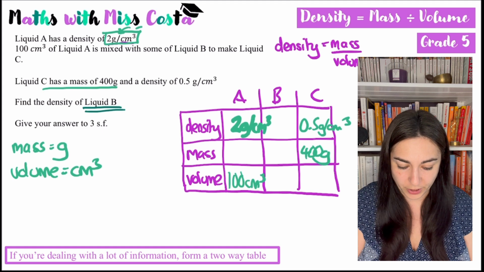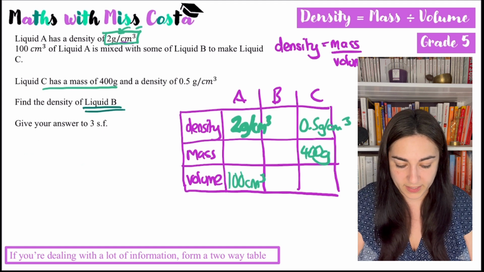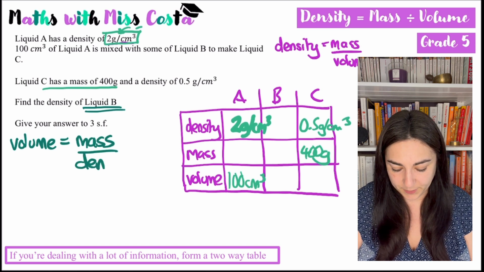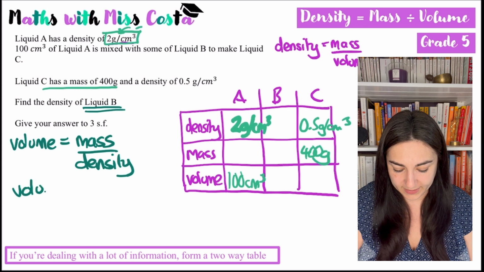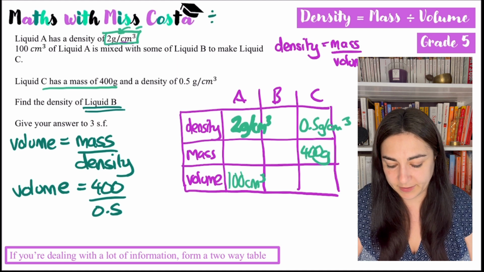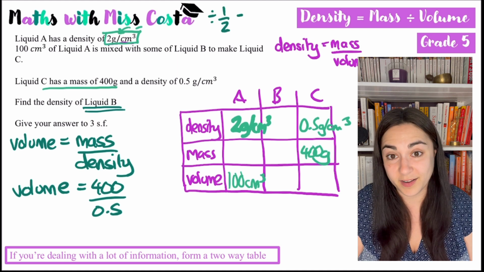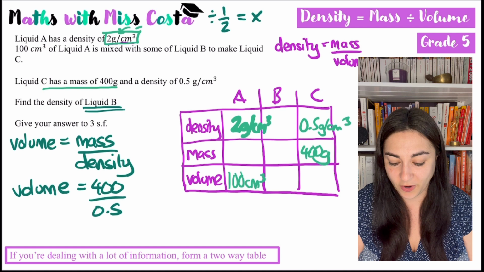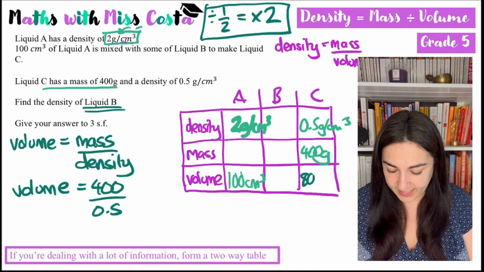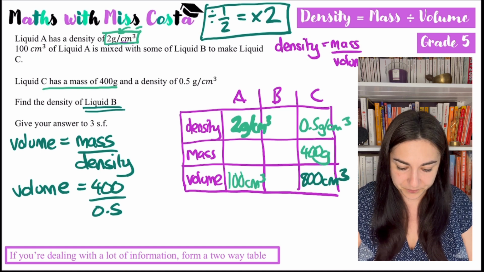So to work out volume, I can just rearrange the formula, and I know that volume is mass divided by density. So in this case, the volume of liquid C is going to be the mass, 400, divided by 0.5. Anything divided by 0.5 is the same as dividing by a half, and when you divide by a half, it's the same as timesing by 2. So that's just a nice non-calculator trick to have. So therefore, the volume is going to be 800 centimetres cubed.